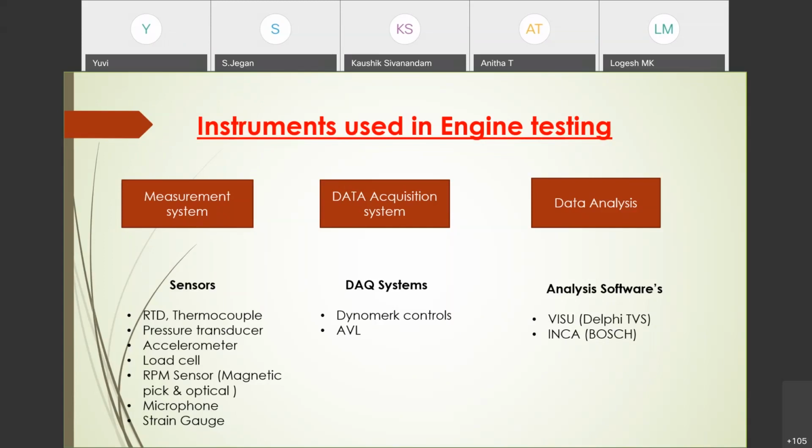In engine testing, the software we use is Visu and Inca. Visu was developed by Delphi TVS and Inca was developed by Bosch. Based on the supplier, we select the software. These are very powerful software where you can control the complete behavior of the engine. I can say we can do engine calibration, fuel mapping, and much more using this software.